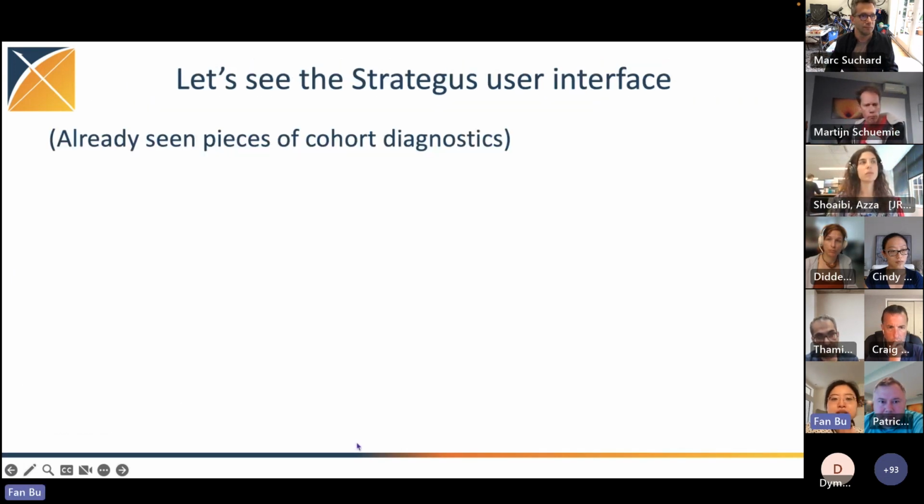So now let's look at the strategist user interface. I'll try to see if we can do a fully live demo on the R Shiny app.